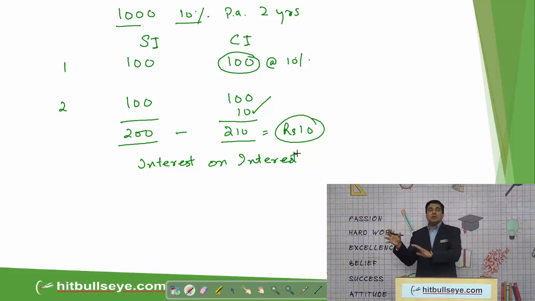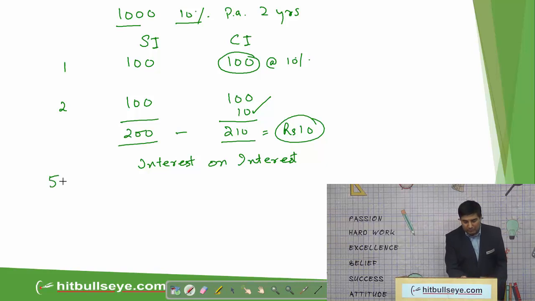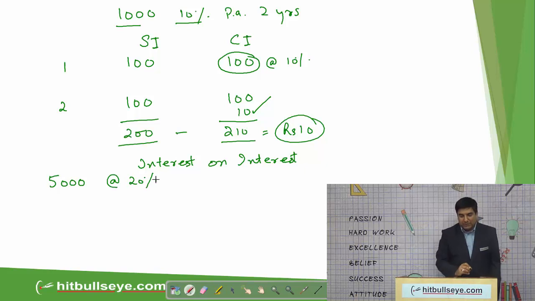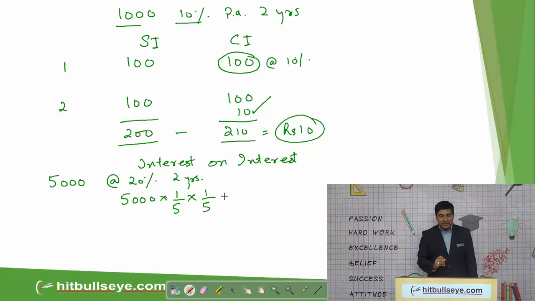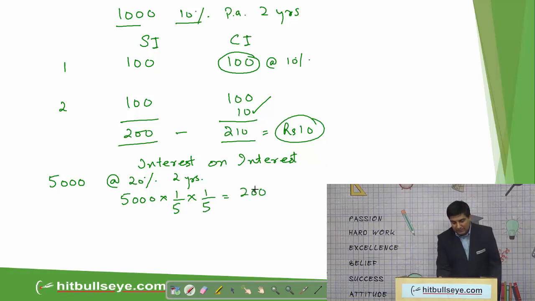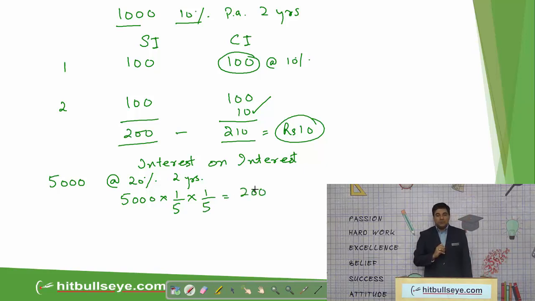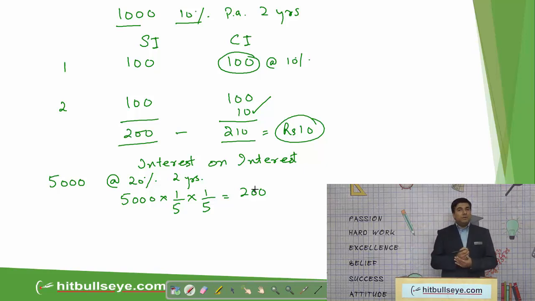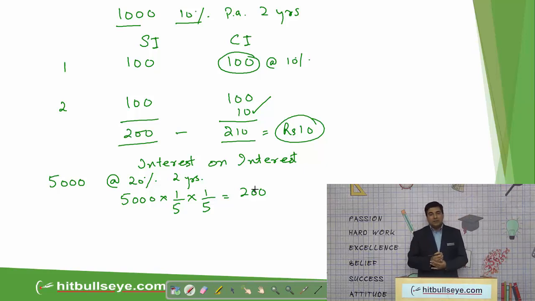So applying the same on another example, if we have rupees 5000 invested at 20% per annum for 2 years, the difference would be 5000 into 20%, which is 1 by 5, and again 20% of the same, which is again 1 by 5, and getting the answer as 200. So this is the concept of difference. So let's apply it on a question.